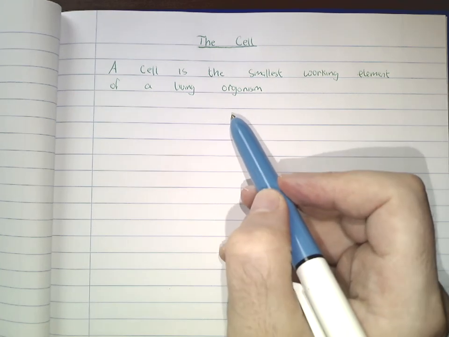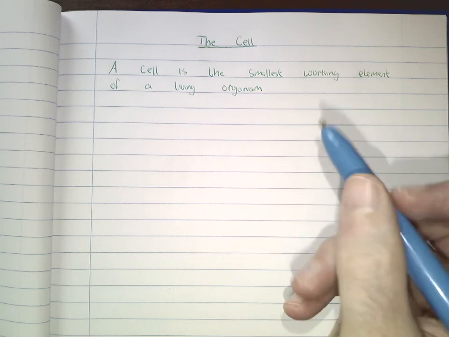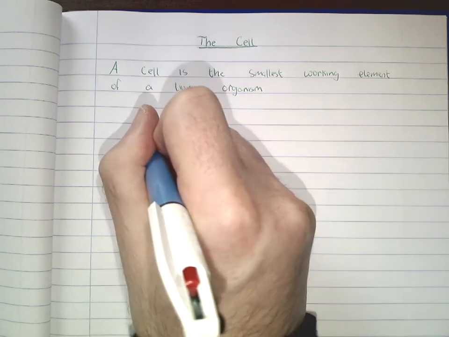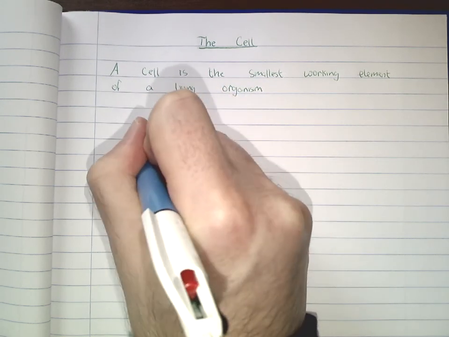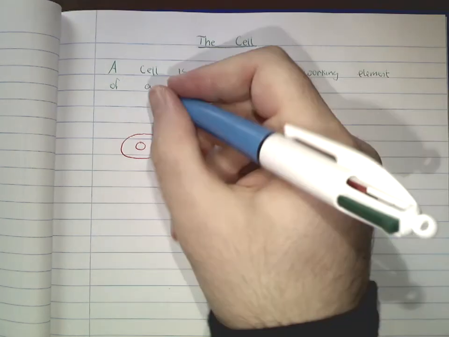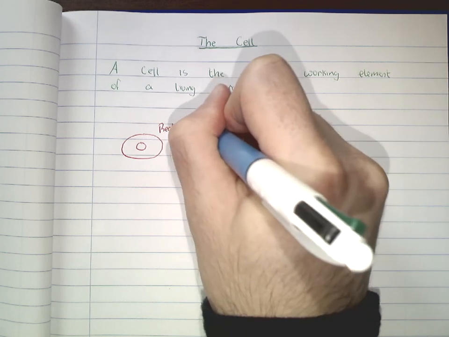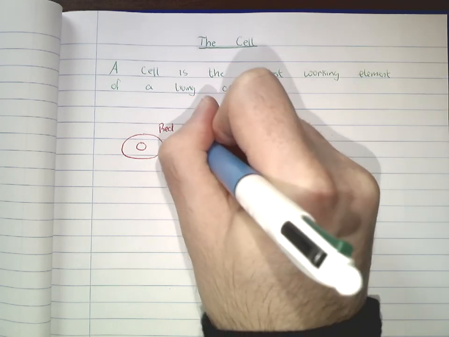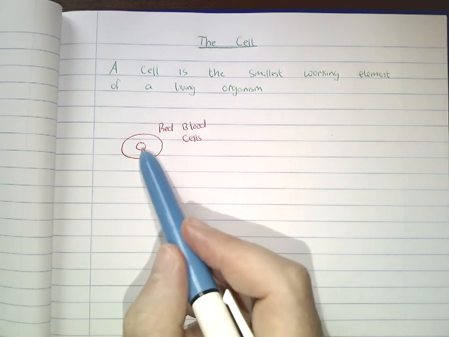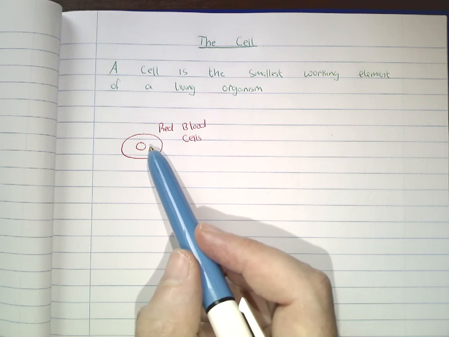A cell is made up of different parts. Now, we have all different types of cells in our body. For example, we have red blood cells. These red blood cells are really, really important. What they do is they carry oxygen all around the body. So that would be an example of a cell.